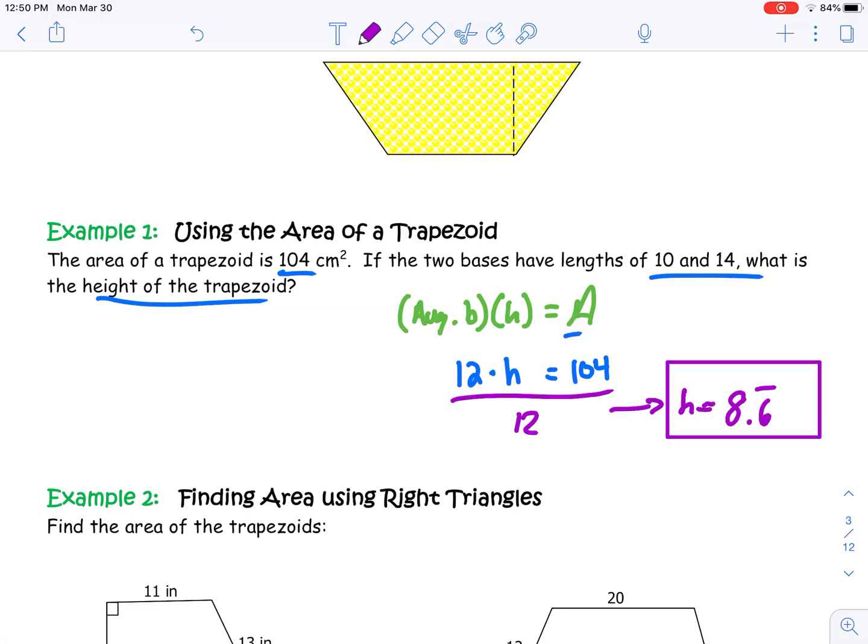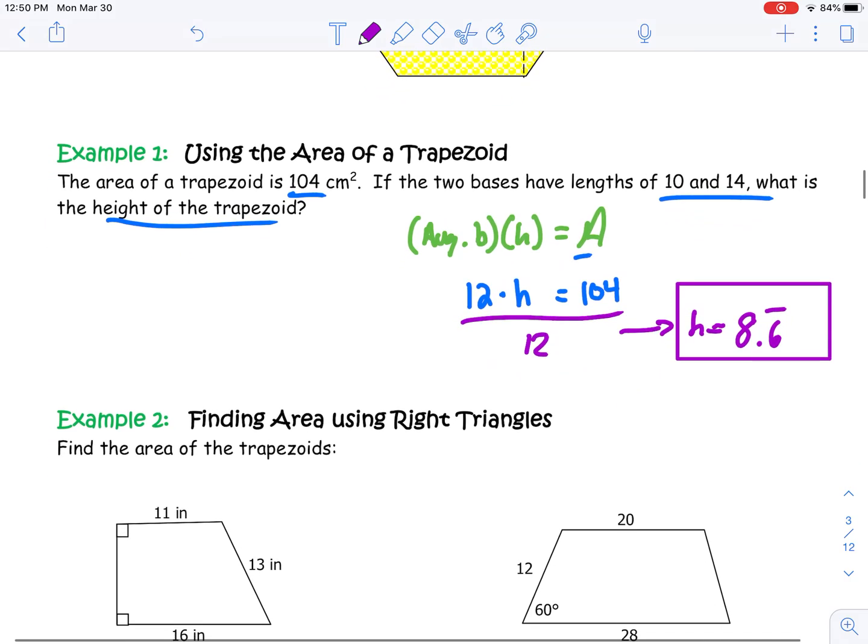And we're done. So again, this formula, average base times height, allows us to find area even of trapezoids as well, which is pretty handy.